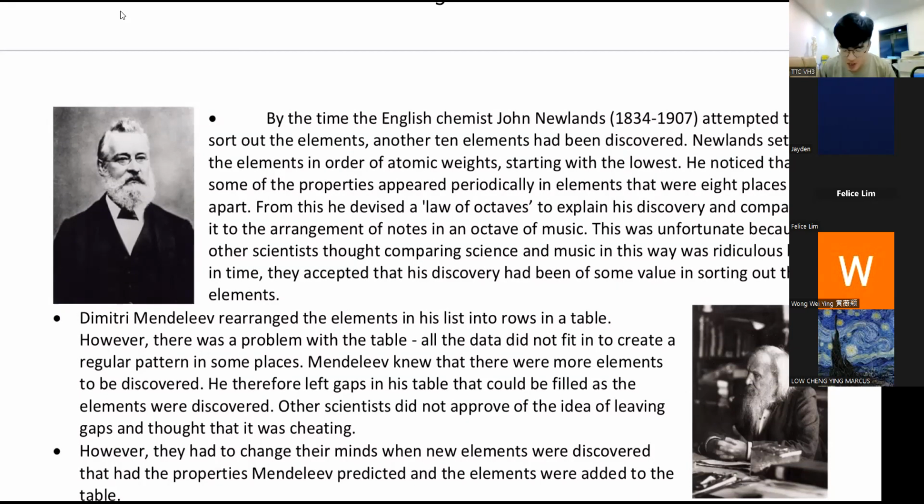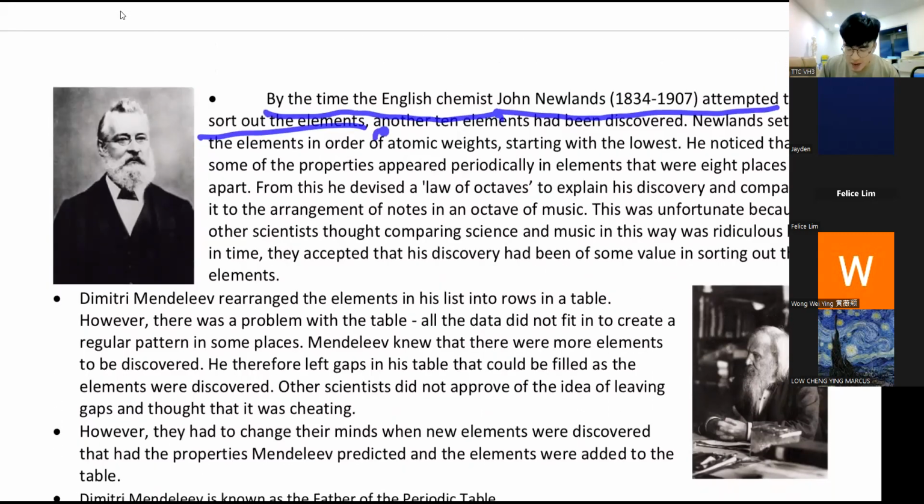So anyway, let's fast forward to, I would say, 100 years later. By the time the English chemist John Newlands attempted to sort out the elements, another 10 elements had been discovered. So by now, there are like 20 plus elements. So you know what John Newlands did? What he did back then, we use it until now.